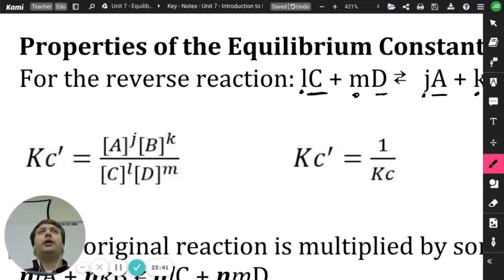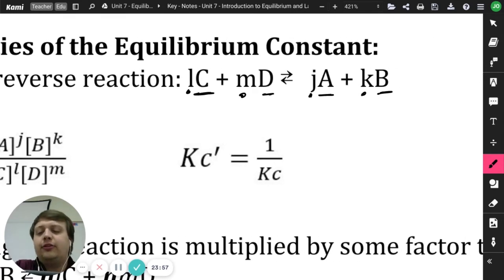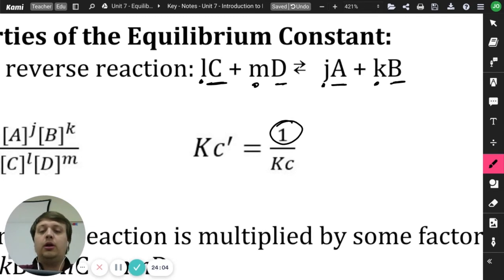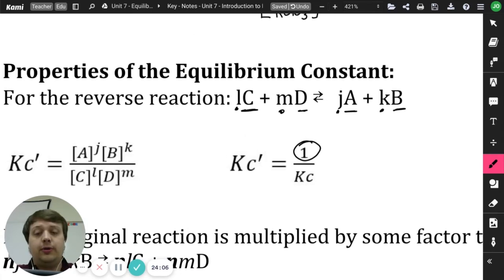So you know that the reactants became the products, so those would go on top, and the products became the reactants, so those would go on the bottom, right? Well, there's a simpler way to do it. If you've already solved for the Kc for the forward reaction, you can solve for the reverse reaction Kc by just doing the inverse of it. So 1 over your Kc, and that will actually give you the Kc of your reverse reaction.